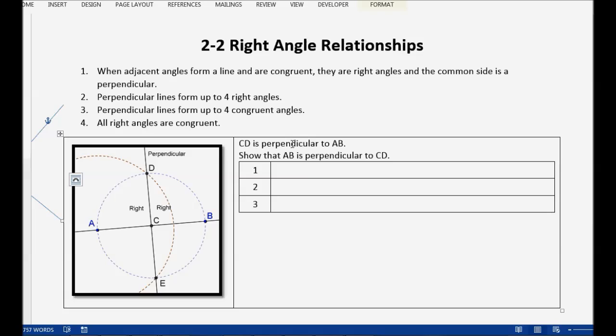Here we have CD is perpendicular to AB. And by Euclid's definition, that means that the angles on either side of the perpendicular are congruent and right angles. We want to show that AB is perpendicular to DC as well. Euclid's definition doesn't allow for that.